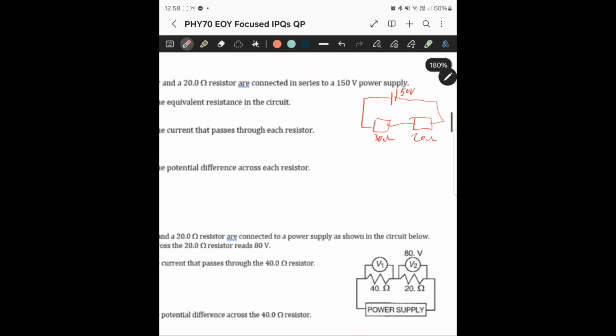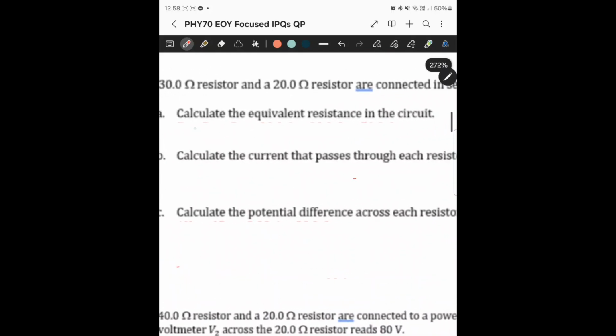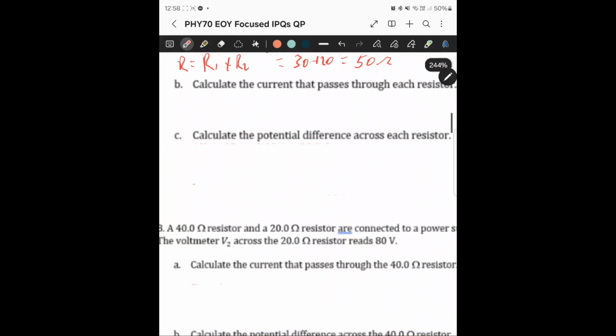Calculate the total resistance. Well, you just add them, right? So I will do R1 plus R2. Now what's happening here? R equals R1 plus R2, I'll write the formula. And then I'm going to do 30 plus 20, which is 50 ohms. Formula, numbers, answer, unit, very important.